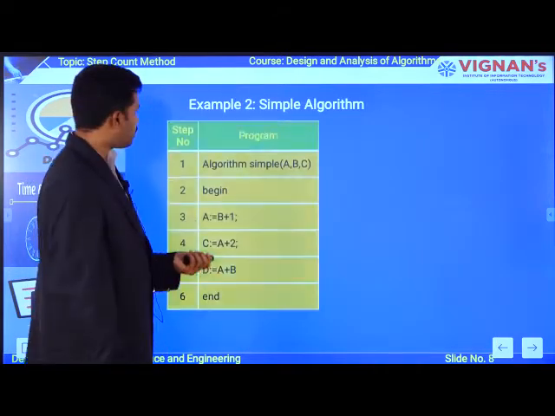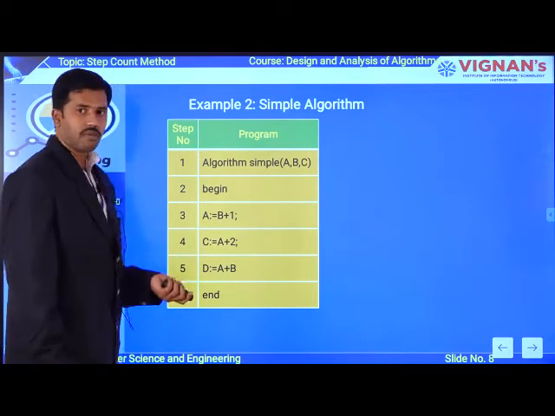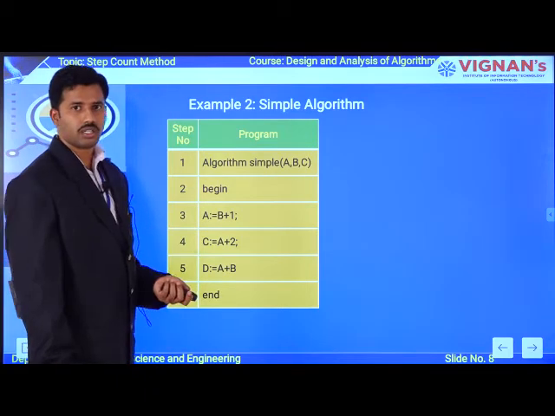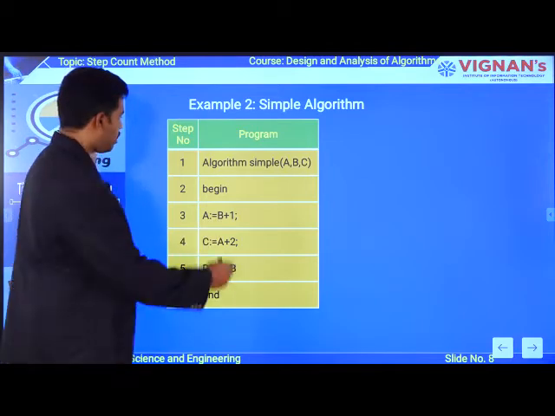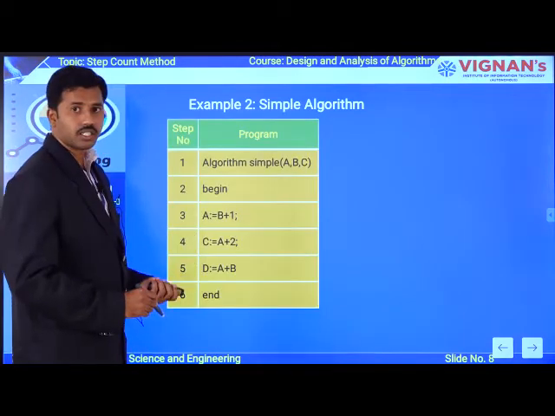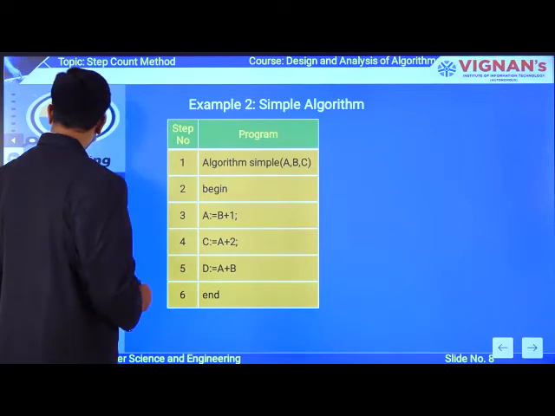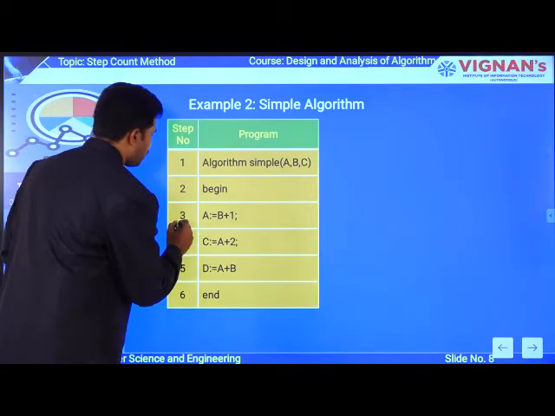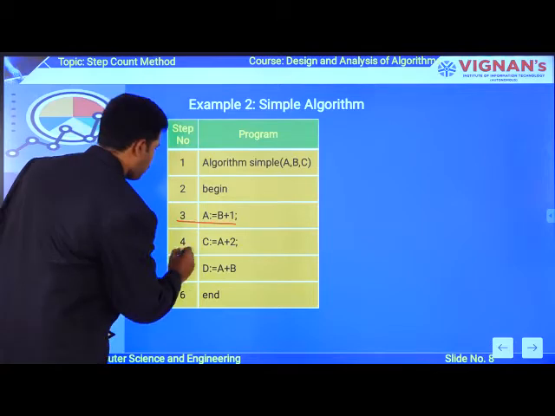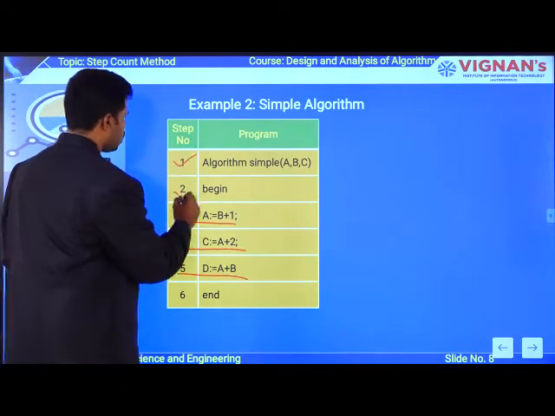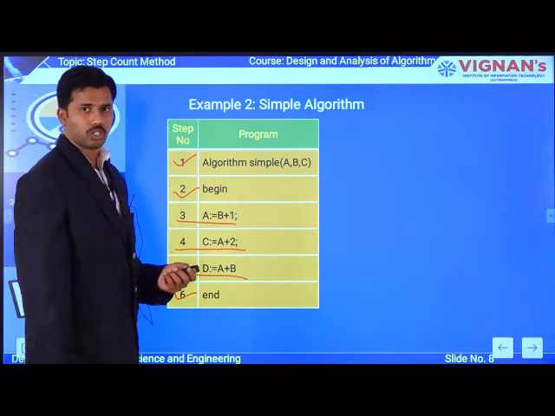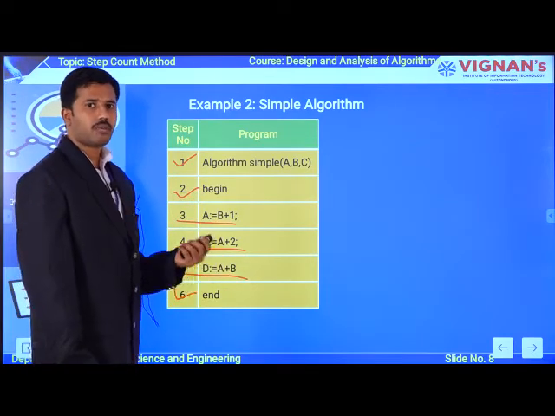If you observe this algorithm, how many instructions does it have? 6 instructions. Among the 6 instructions, what are the executable statements? Step number 3, step number 4 and step number 5 are executable. The remaining steps 1, 2 and 6 are non-executable. If it is non-executable, the step count value is 0.